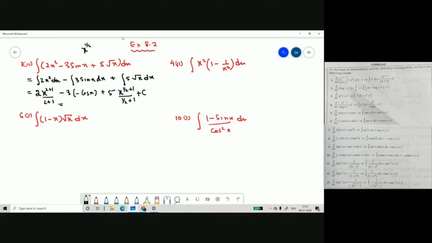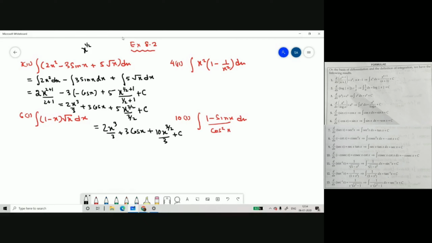Now look, this is equal to twice x cubed by 3 plus 3 cos x plus 5. This becomes x to the power 3 by 2 by 3 by 2 plus c. Am I correct or not? Which means your final answer will look something like 2x cubed by 3 plus 3 cos x plus, this 2 goes up, 10 x to the power 3 by 2 by 3 plus c.